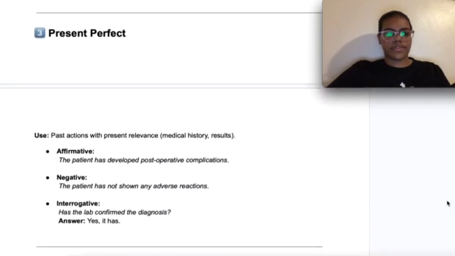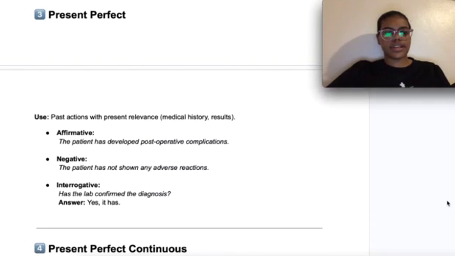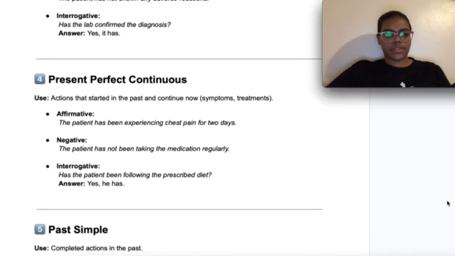Number 3, present perfect. Use: past action with present relevance, medical history, results. Affirmative: The patient has developed post-operative complications. Negative: The patient has not shown any adverse reactions. Interrogative: Has the lab confirmed the diagnosis? Answer: yes, it has.